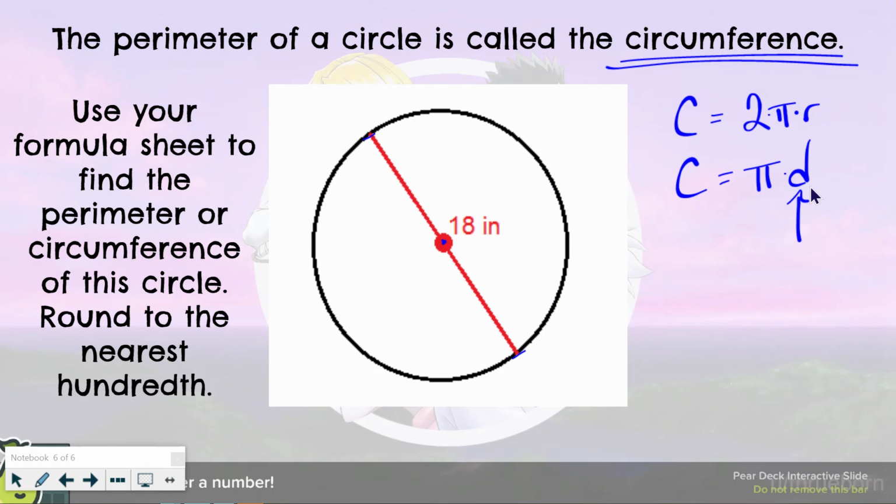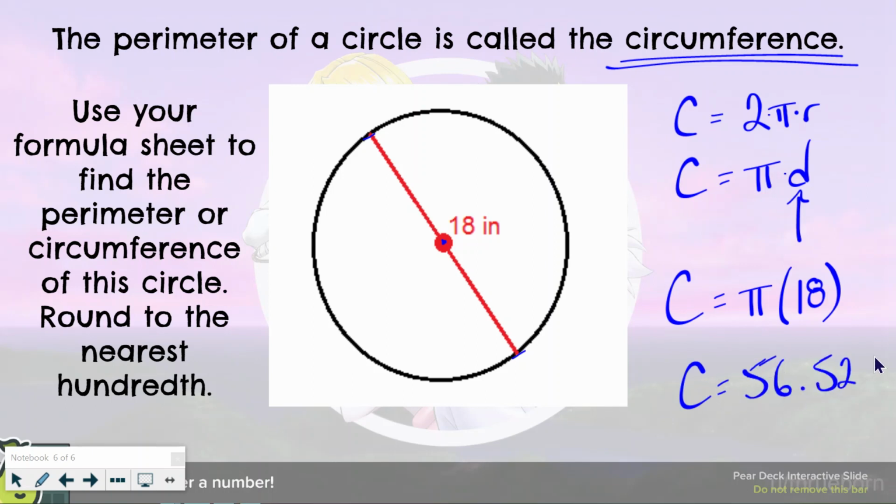I would just use this and do pi times the diameter that I'm given there, which is 18. I'm going to round pi to 3.14, and that would give me my final circumference of 56.52. This is measured in inches, so the distance around is still going to be measured in inches there.